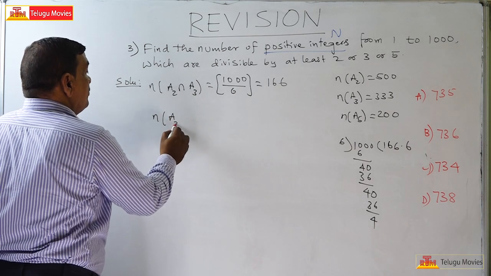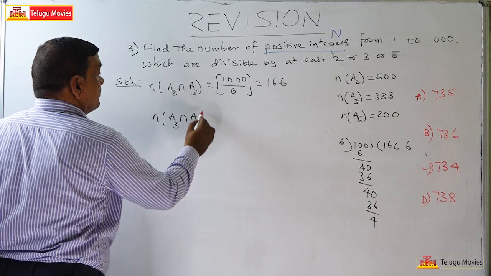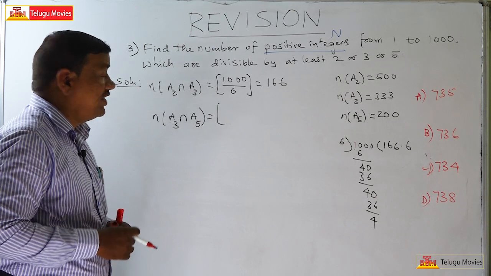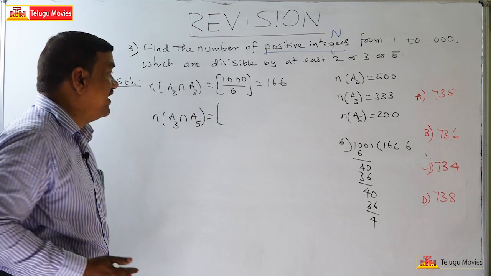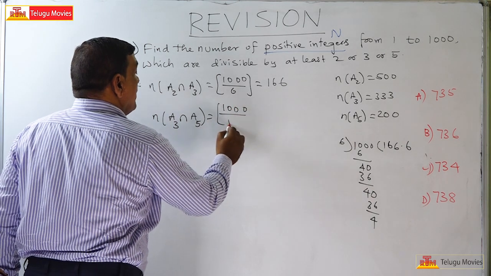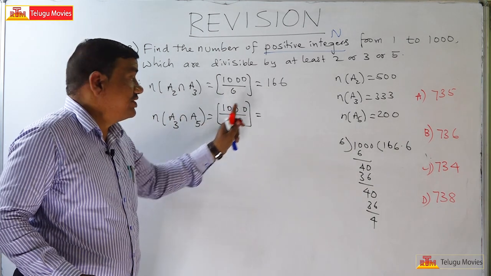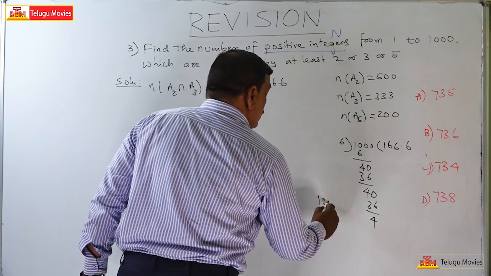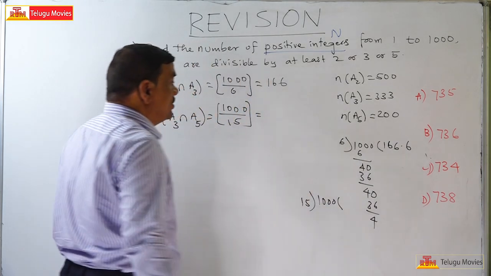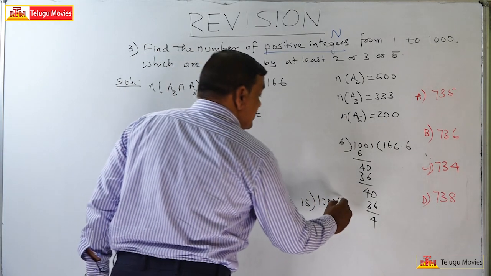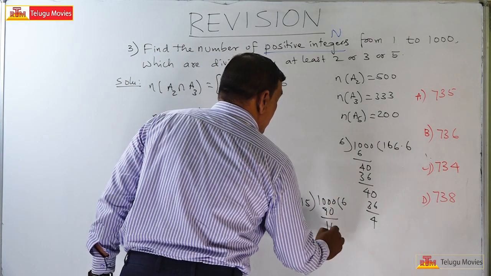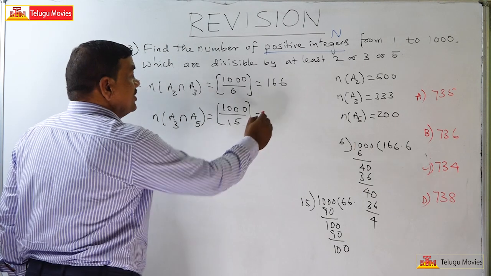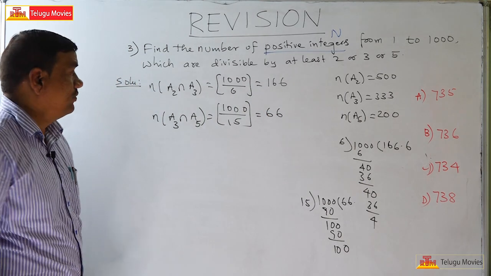Now n of A3 intersection A5. The number of elements which are divisible by 3 and 5 are nothing but the LCM of 3 and 5, 15. That is equal to floor of 1000 by 15. Let us see 1000 by 15. So divide 1000 with 15. Understand? So 15 6s are 90, 100, again 15 6s are 90, 10 will come. 66 you will get. Okay.